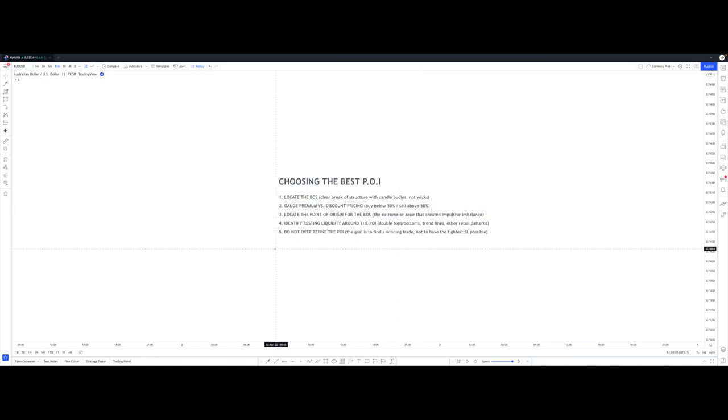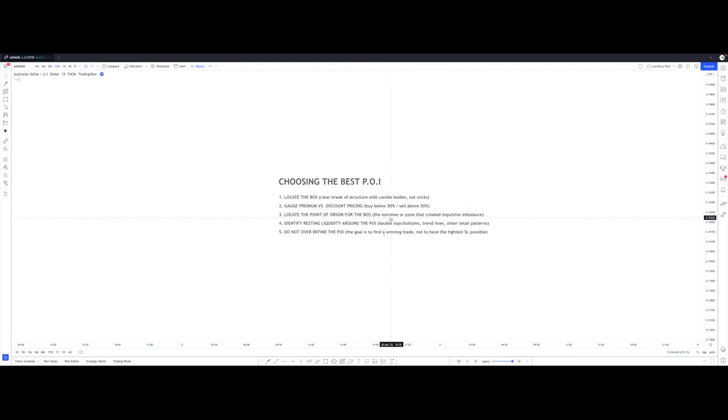Now, number 3, locate the point of origin for the break of structure. We all know to do that as well, but it helps to do these in order, okay? That's very important to mention. It helps to do all of these steps in order. So you gauge the premium versus discount pricing first, and then locate the point of origin, because by gauging premium and discount pricing, it helps eliminate a lot of unnecessary points of interest. All right, so again, locate the point of origin for the break of structure. And in brackets, I've written the extreme or the zone that created impulsive imbalance. So we're going to go over that more in the actual trade examples in a moment. But for now, just briefly going over the points, okay?